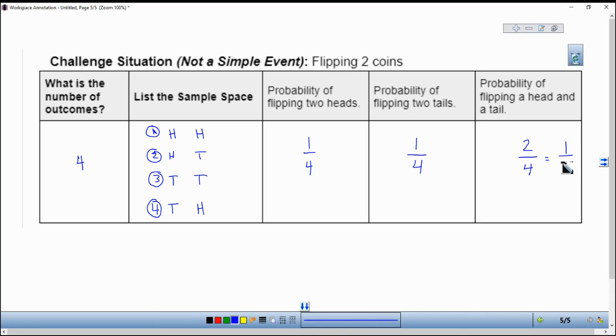So this is the more likely outcome, that you're going to get a head and a tail. You're going to get that half the time. So it's equally likely that you'd get a head and a tail compared to getting 2 of the same. Okay, so that's called a non-simple event. We're not really going to take a look at those type of events anymore this year, but I just wanted to show you that some events are not necessarily simple, and that the sample space is just a little bit more difficult to find.